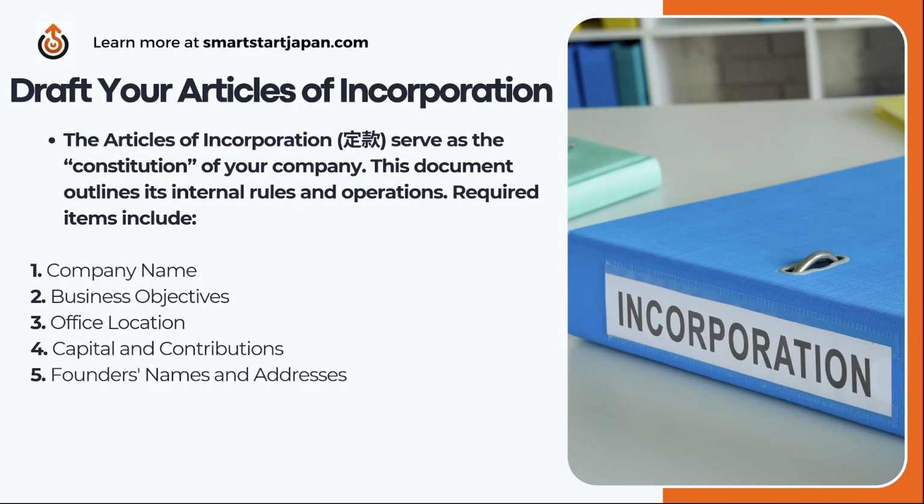Fourth is your capital and contributions, which you would have outlined earlier. Outline the total initial capital and the contribution from each founder. This step is crucial for determining ownership and investment structure. Last but not least is the founders' names and addresses. You only have to list out the names and addresses of all the founders to document who is responsible for starting the company. Your articles of incorporation can be submitted in either paper or electronic form. Once completed, this document becomes the legal backbone of your GK, paving the way for next steps in the registration process.